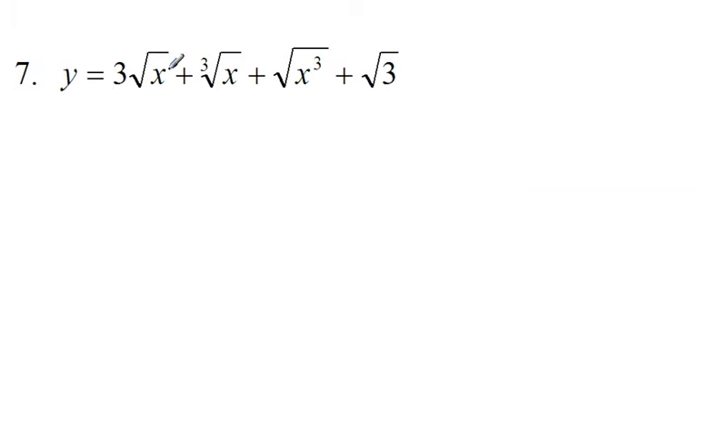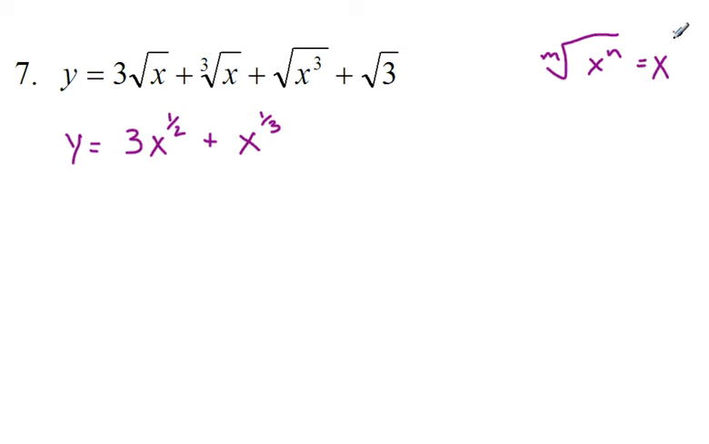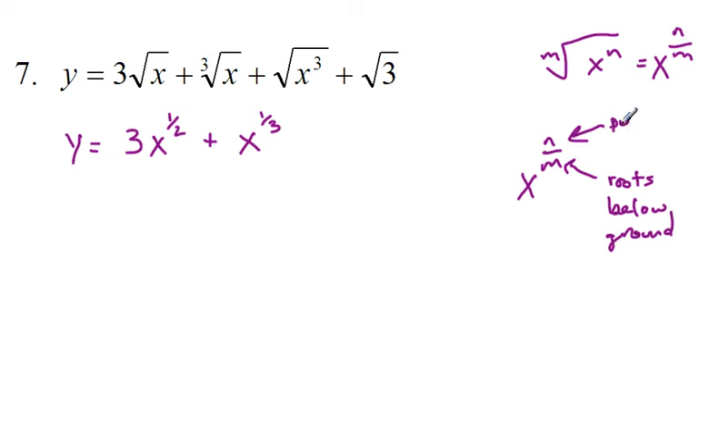Our next one here, I'm working with a lot of roots here, and it helps to rewrite roots often. So we're going to do 3x to the 1/2 plus x to the 1/3. Remember when we're working with roots, if I have the mth root of x to the n, that is equal to x to the n over m, or as I like to say, roots are below ground, power lines above ground. So if you think of the power lines out there, that helps. Above ground. Okay, so that's kind of just a way to remember it.